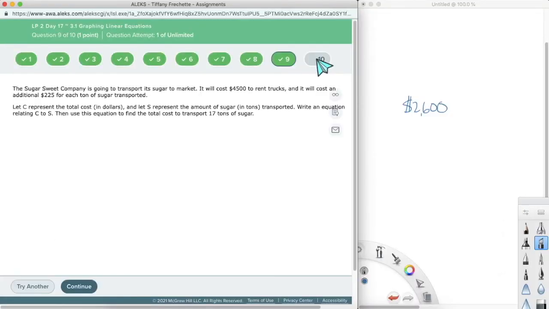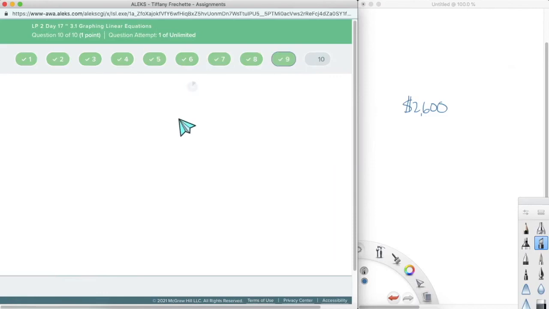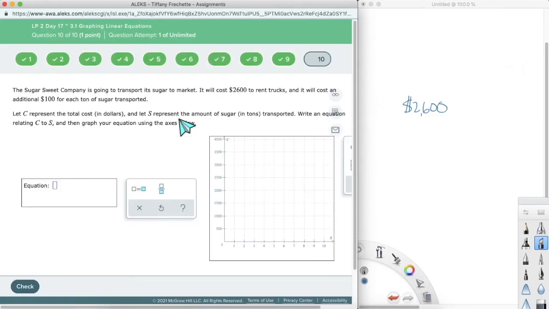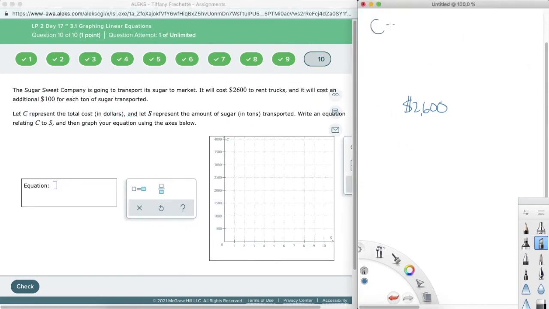Well, maybe they found a better price now for renting the truck, because obviously this is quite a bit cheaper. So we're still going to have C, which is the total cost, and we still have S, which is the amount of sugar. All right, and we already kind of worked out this equation on the last one here.